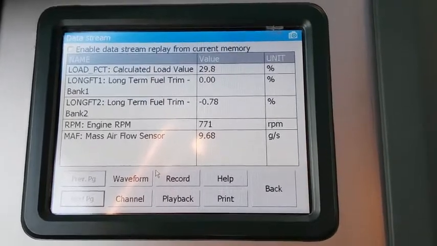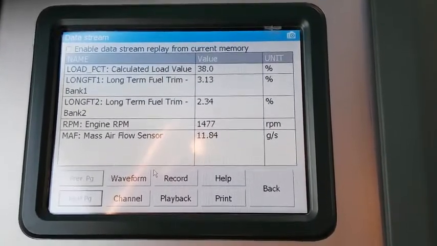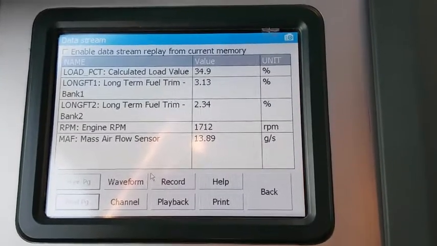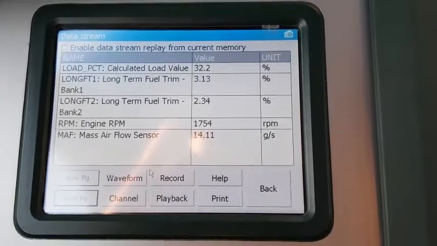Alright, so I'm at 1300 RPM. I'm going to keep it at a steady 2500 RPM.